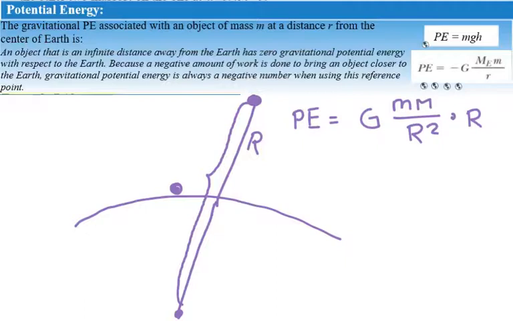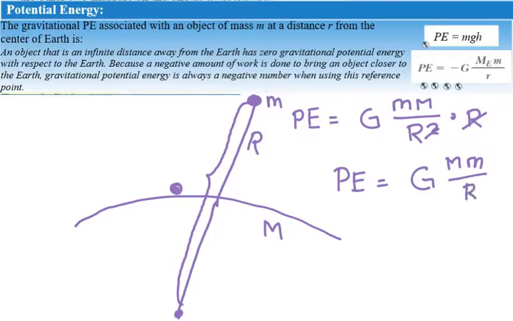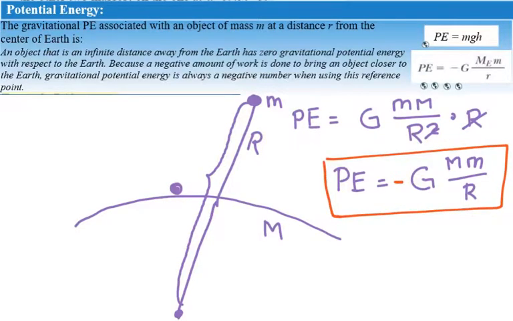So one of the r's cancels, and you have the potential energy is equal to G times m, the mass of the object, times M, the mass of the planet, over r. But then there is a negative sign that's appearing, and let me explain to you where the negative sign comes from.